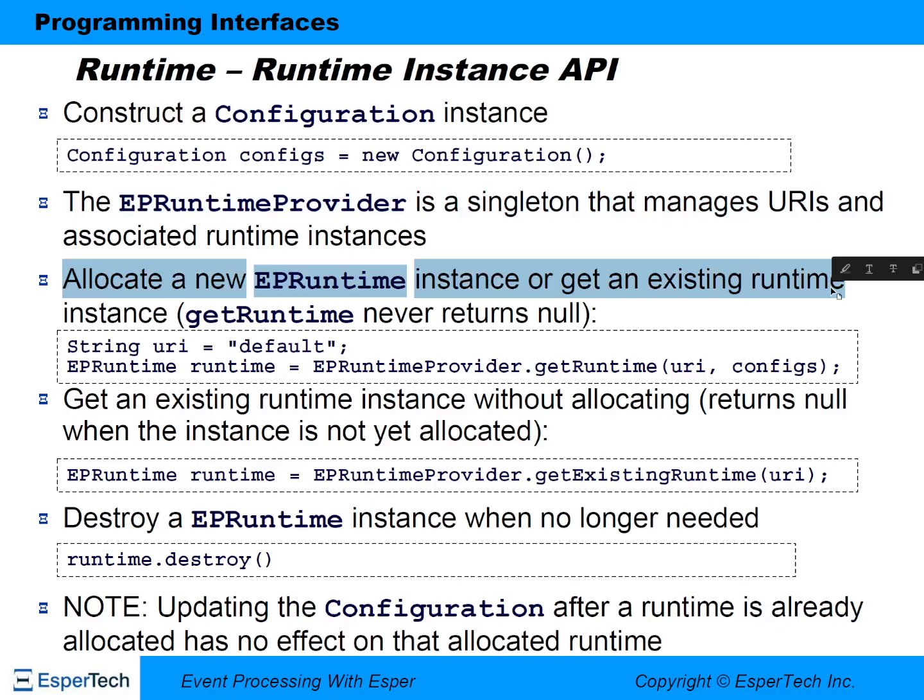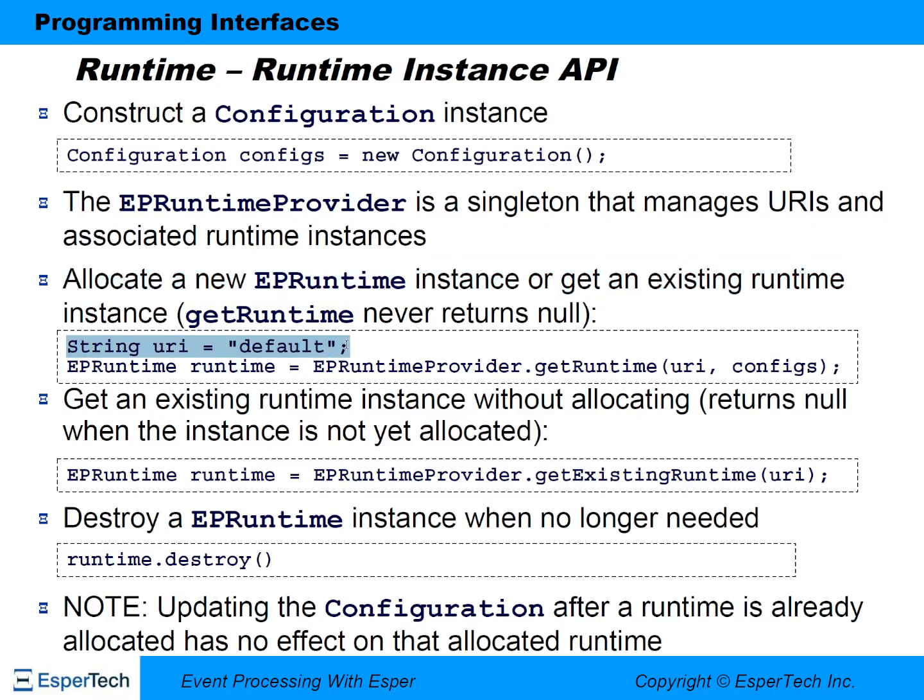Allocate a new EPRuntime instance or get an existing runtime instance by calling the getRuntime method and passing a URI and a configuration. For this example, the runtime URI is the string "default". The code is EPRuntime runtime equals EPRuntimeProvider.getRuntime(URI, configs). So, the first call to the getRuntime method allocates a new runtime instance. Calling the getRuntime method repeatedly and passing the same URI returns the same runtime instance.